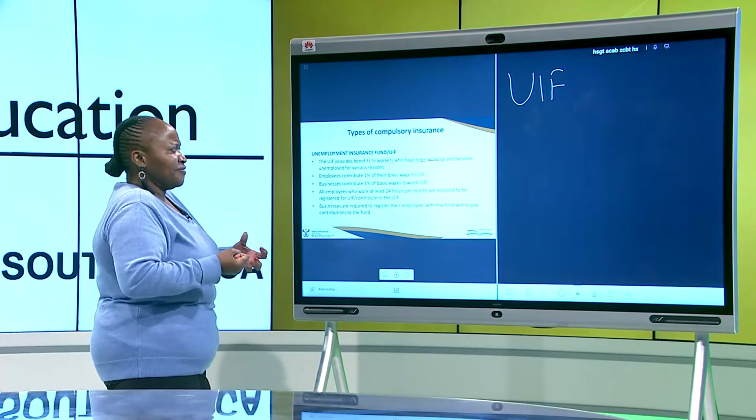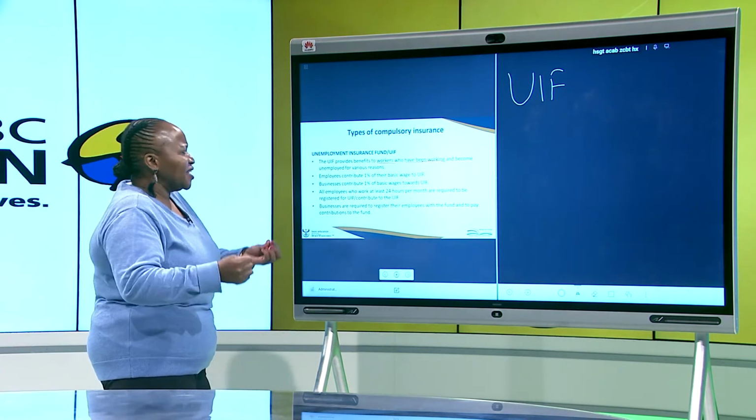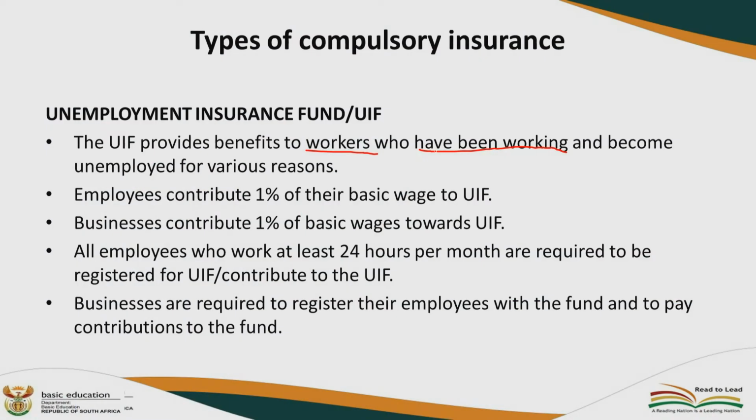And how is this benefit funded? Employees contribute 1% of their basic wage to UIF, and the business also contributes 1% of the basic wages towards UIF. So at the end of the day, both the employer and the employee contribute 2% to UIF. So its contribution comes from both sides. All employees who work at least 24 hours per month are required to be registered for UIF and contribute to the UIF. And businesses are required to register their employees with the fund and to pay contributions to the fund.